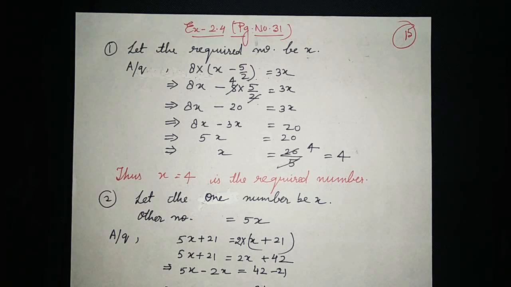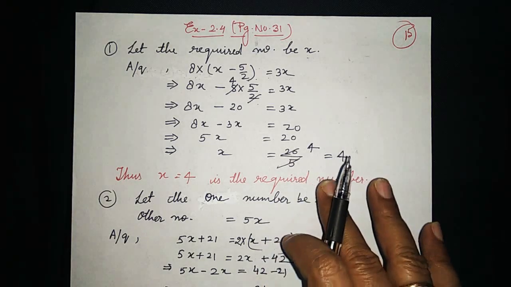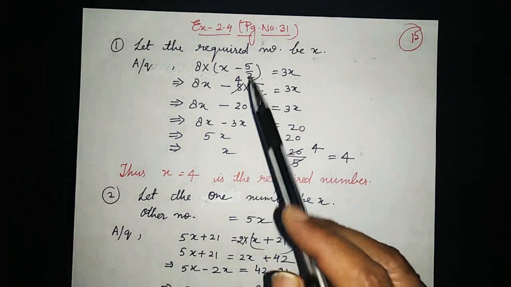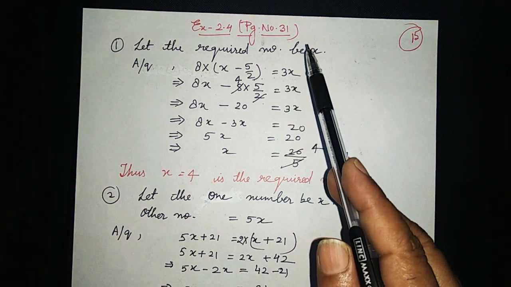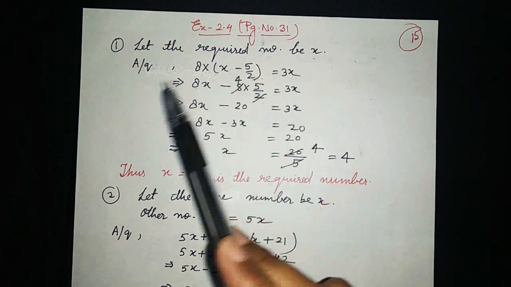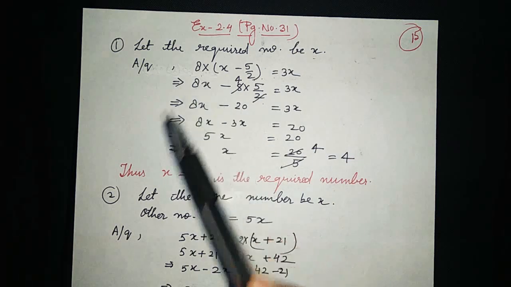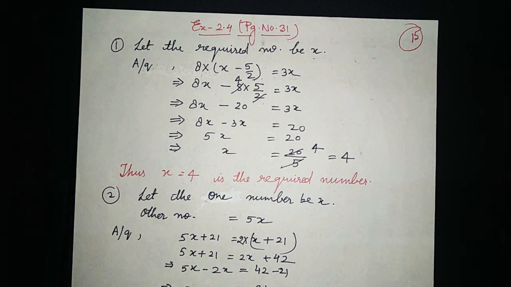Hello children, today I will start exercise 2.4, page number 31, of the linear equation in one variable chapter. Here you see the first question in your book. First question is: Amina thinks of a number and subtracts 5 by 2 from it. She multiplies the result by 8. The result now obtained is 3 times the same number she thought of.